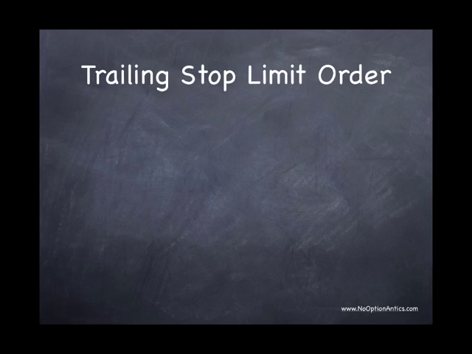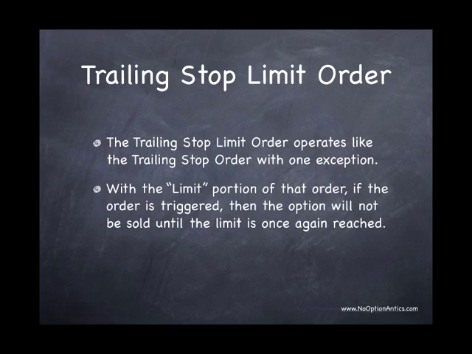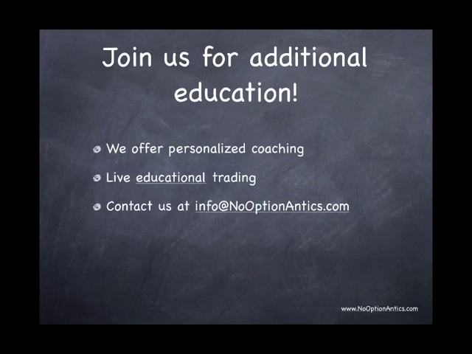The other type of order is a trailing stop limit order. And like the limit type order with the stop order, this is going to be working at that limit. So if something gaps against you, the stop limit order is going to be triggered but not filled until the option gets back to your price. Again, the disadvantage is that if the option continues to go against you, you will never be filled on those particular trades. So those are the different types of orders that can be placed.